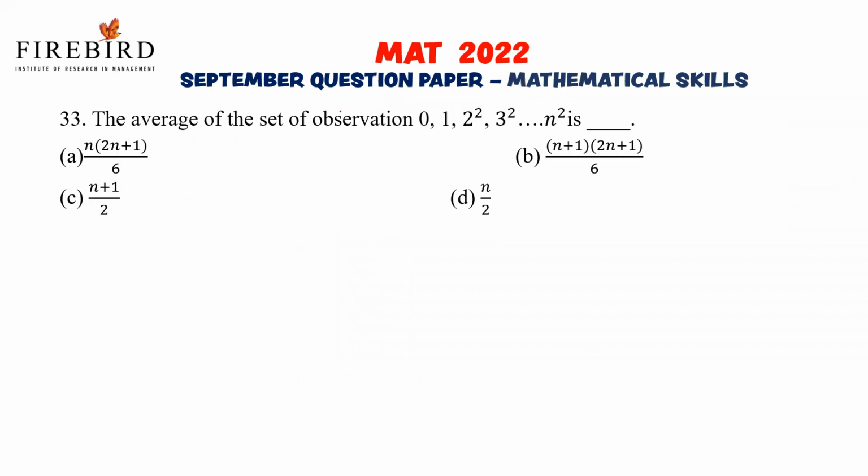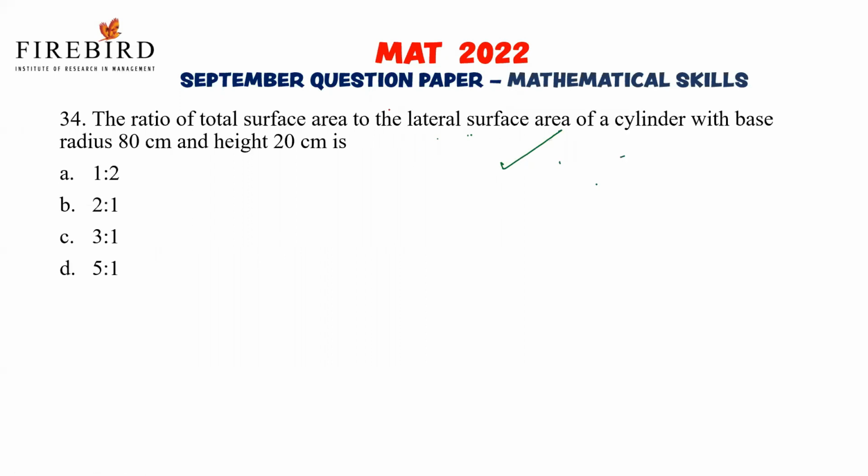Next. So it is a question based on the basic formula. The average of the set of observations, that is 0 plus 1 square plus 2 square up to n square, the sum of squares of the values, is nothing but n into n plus 1 into 2n plus 1 by 6. That is your answer. Next.